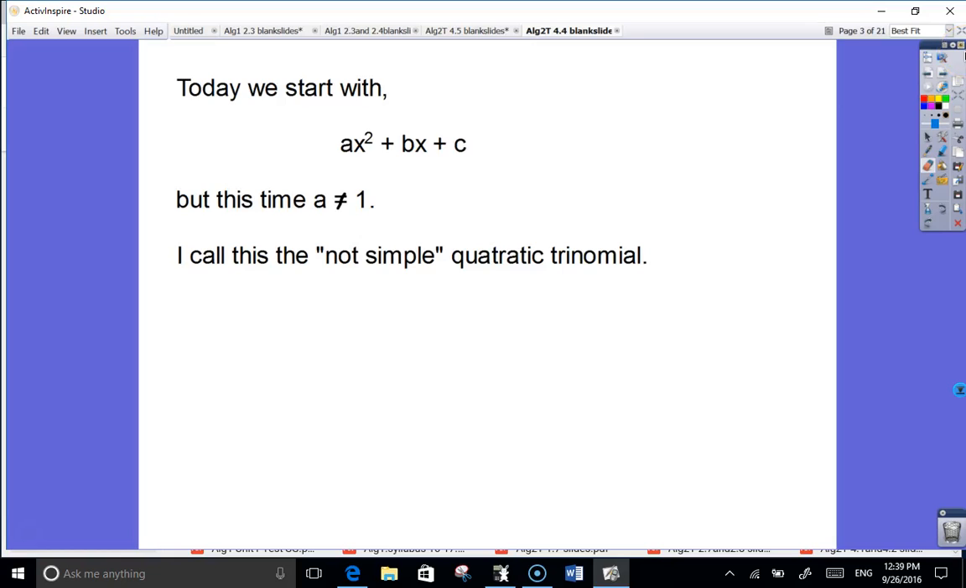Okay. You know, when a equals 1, I call that a simple quadratic trinomial. And then I call this not simple. I guess I could call it complicated or use another word, but that's just what I've always called it. The book doesn't call it that. As you could see, they call it ax squared plus bx plus c.